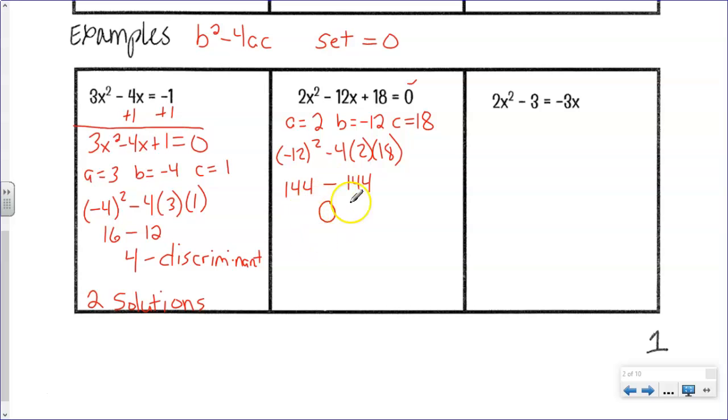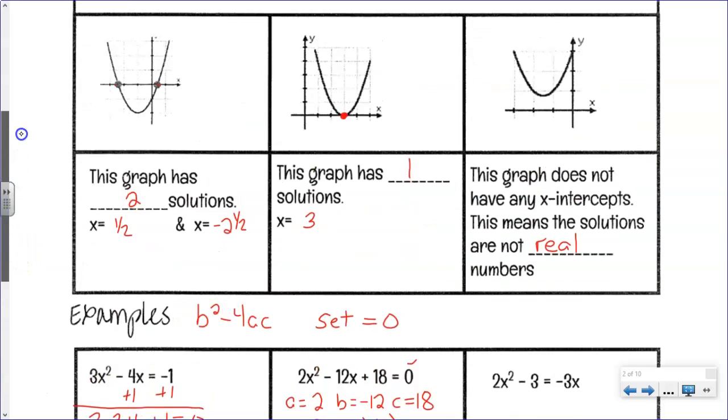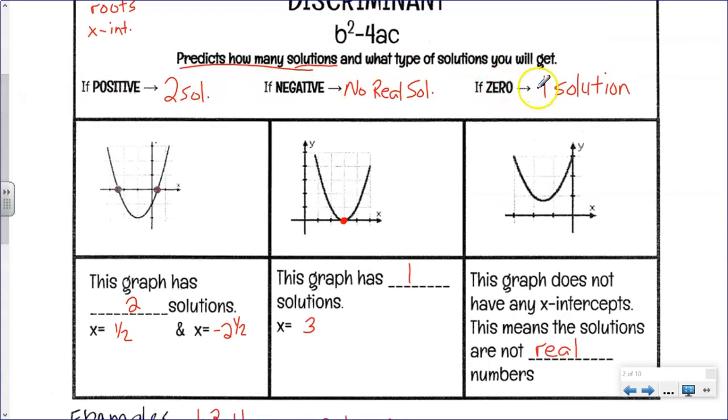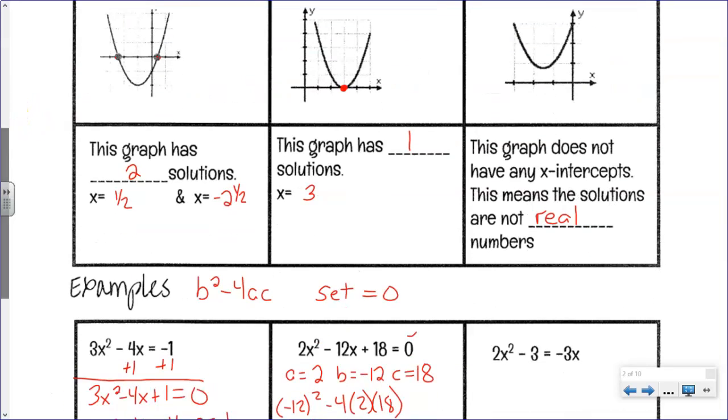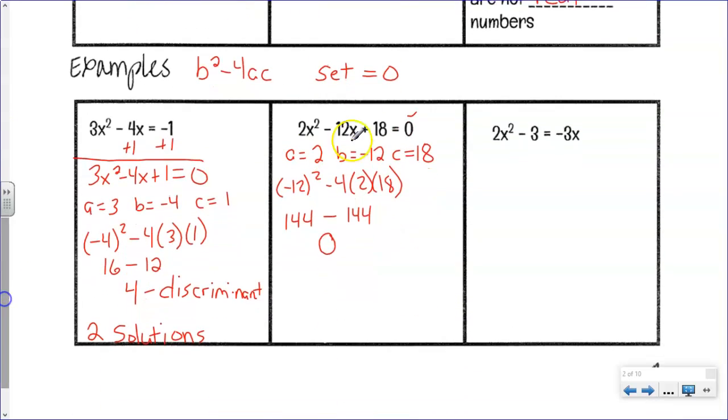So this again is my discriminant. If we go back up to the top, if it equals 0, I have one solution. So that's telling me my graph will cross the x-axis one time if I were to graph this function. So this is one real solution because the discriminant was 0.